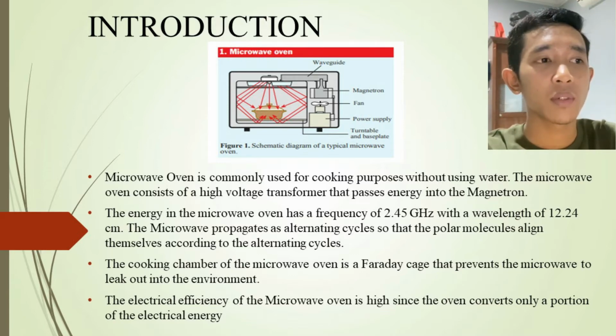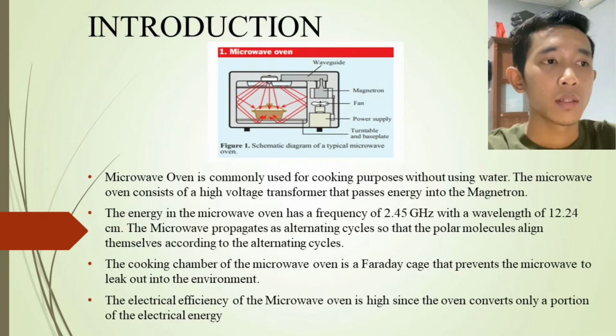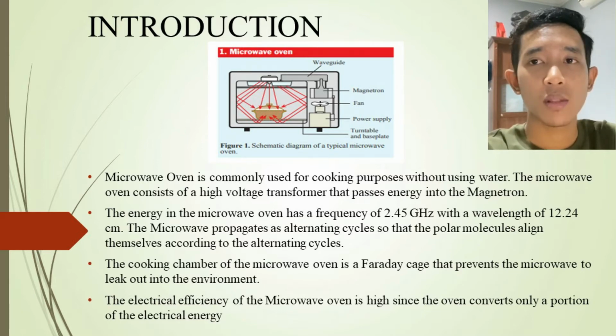The microwave oven consists of a high voltage transformer that passes the energy into the magnetron, a magnetron control unit, a waveguide, and a cooking chamber. The energy in the microwave oven has a frequency of about 2.45 gigahertz with a wavelength of 12.24 centimeters.